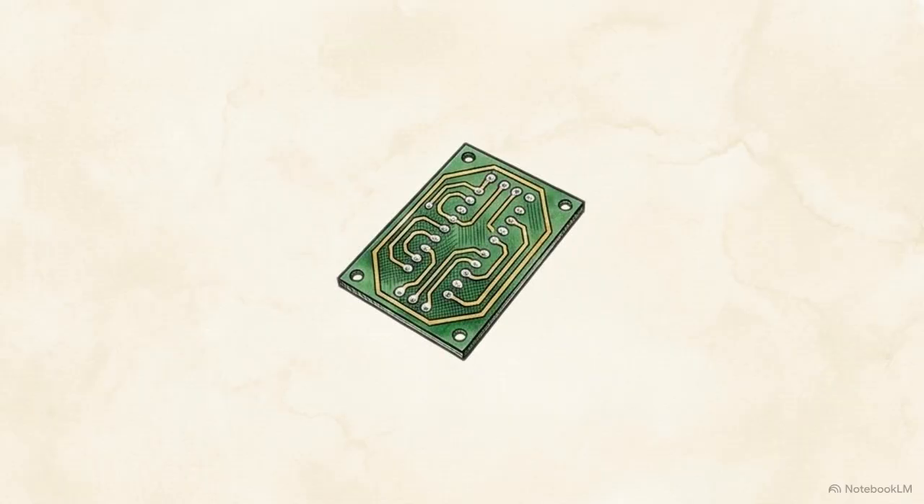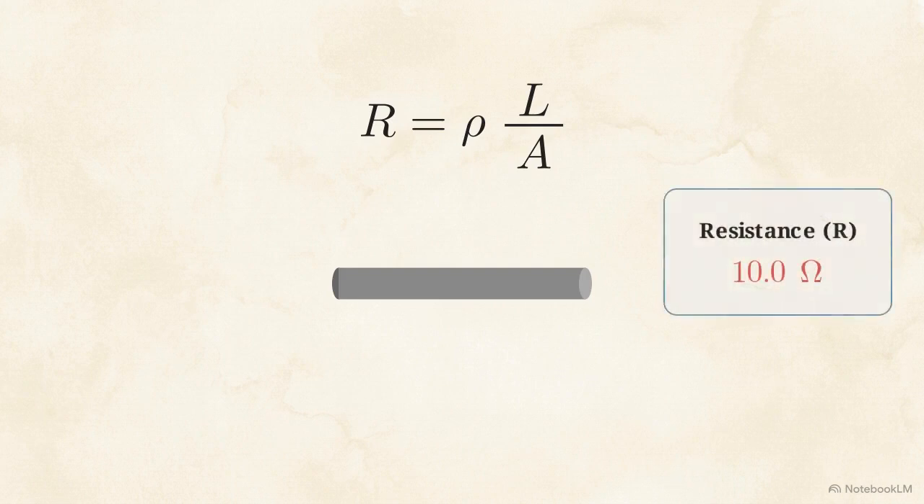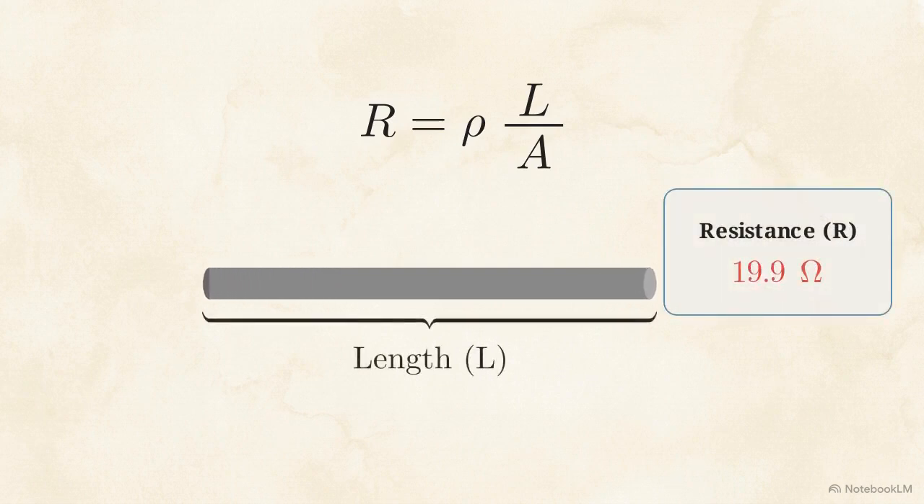We know how resistors behave on a circuit board. Now we need to look at the physical wires connecting them. The resistance of any wire is dictated by a master formula. R equals rho times L divided by A. L is the length of the wire, and A is the cross-sectional area. The longer the wire, the further the electrons have to travel, and the higher the resistance. Conversely, the wider or thicker the wire is, the more space electrons have to move, and the lower the resistance.